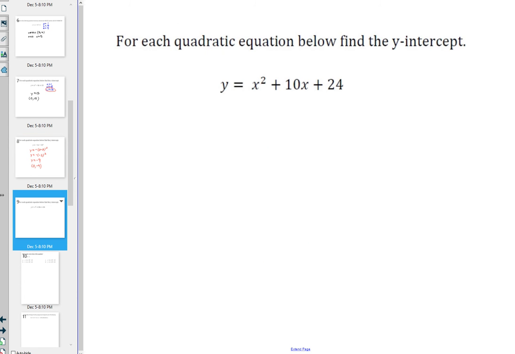All right, y-intercept. What form is this in? This is already in standard, so it's just whatever C is. This might also be (0, C).